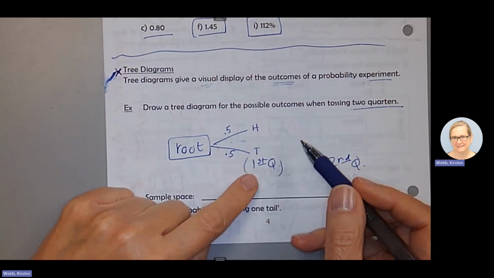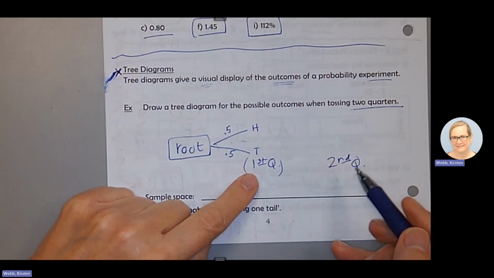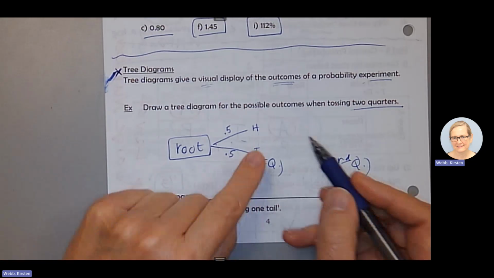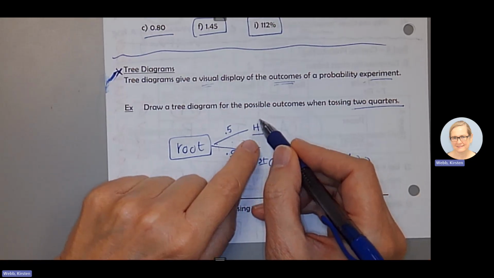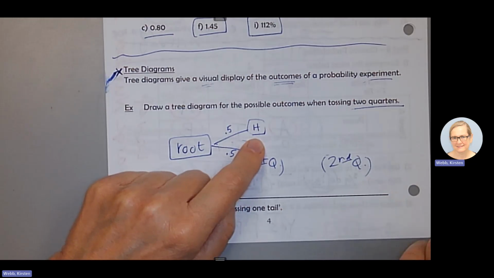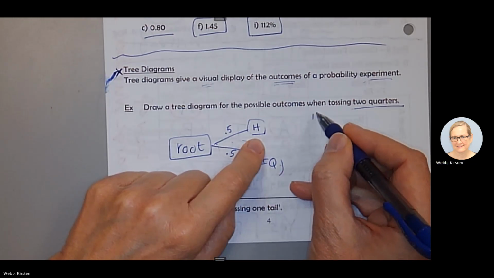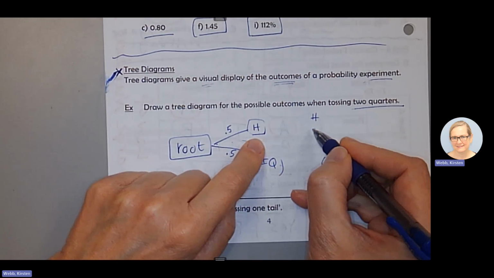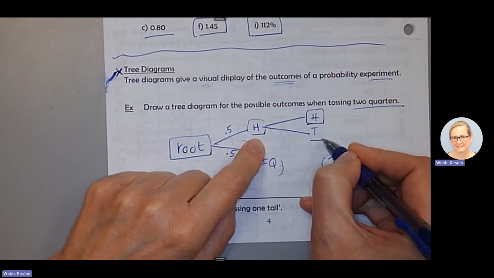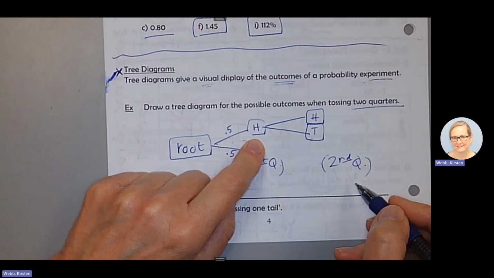And now from these branches, we'd like to branch off again, showing what could then happen with the second quarter. Say, for instance, the first quarter was heads. What could then happen with the second quarter? Could it still be heads? Could it still be tails? So from that heads branch, let's branch off again, heads or tails for the second quarter.